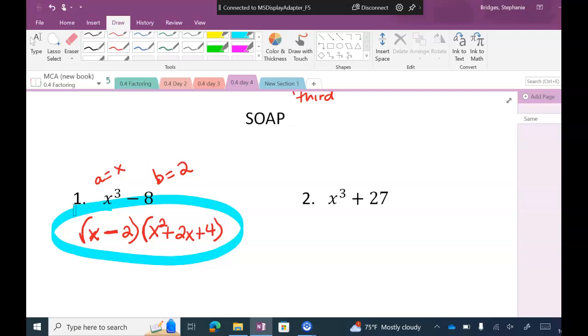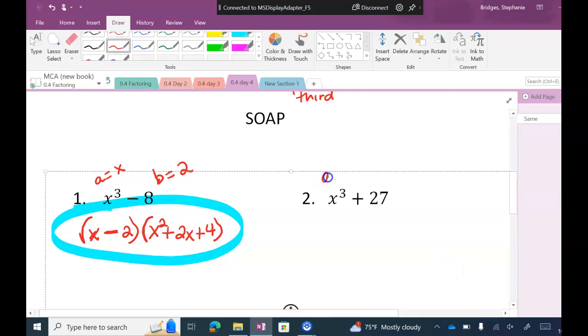Do we have a GCF for this one? Do x to the third and 27 have anything in common? No. Are they both perfect cubes? Yes. So I'm going to start by writing my A and B values. What is the cube root of x to the third? X. And what is the cube root of 27? 3.